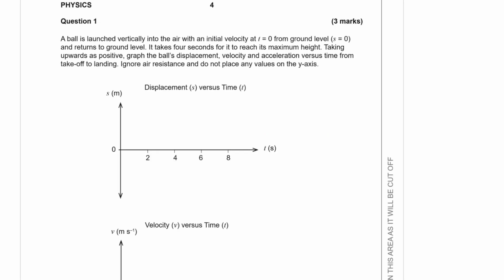Okay, so for question 1 you've got a ball that's been launched vertically into the air. It tells you that it takes 4 seconds for it to reach the maximum height, which means at 4 seconds we'd have max height. I'm just writing this down to help us out. And then given the symmetry of the problem, we'd expect at 8 seconds you'd have a landing. So the first one is just looking at the displacement over time.